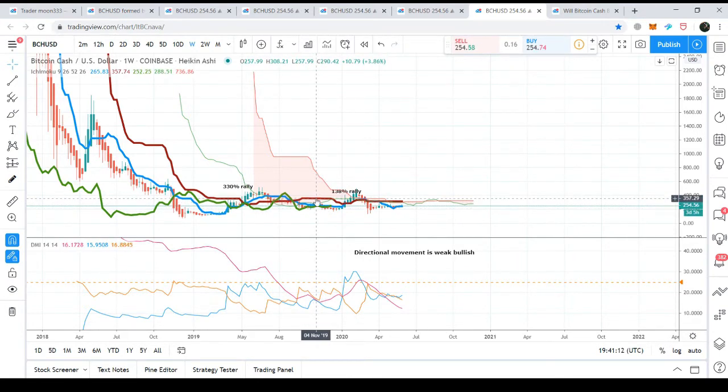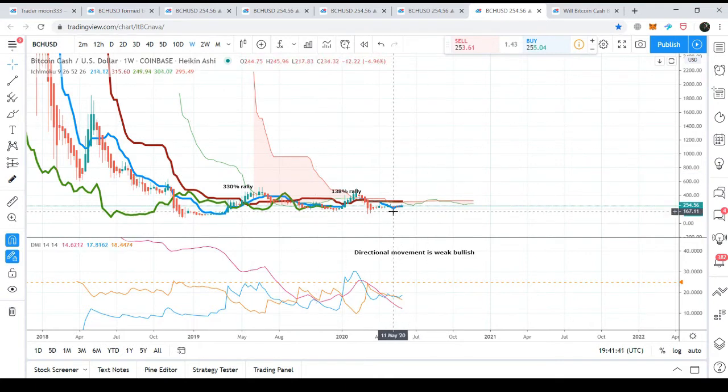After that, we need the bull cross of the conversion line. This blue one should cross up this brown color baseline. That will be the second bullish signal, and after that the cloud will turn bullish and it will turn green. But so far we can see that there is a distance between the price line and the Ichimoku cloud. The cloud is almost at $325, and at this time the price action is moving at $254.